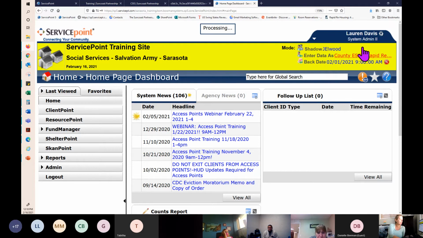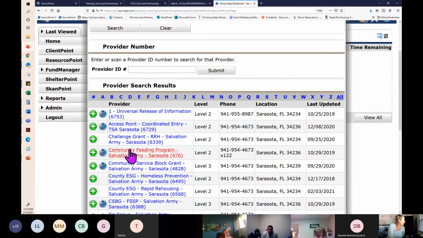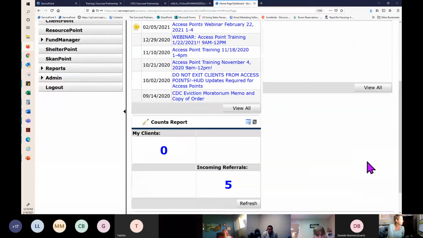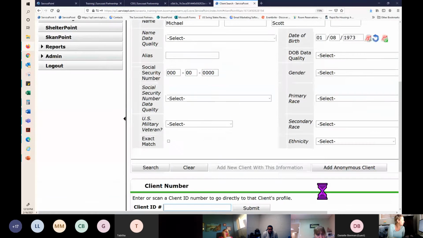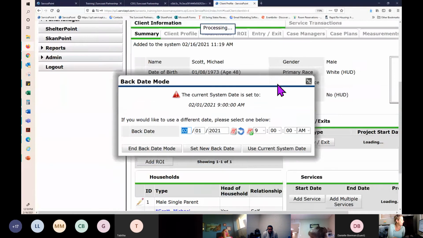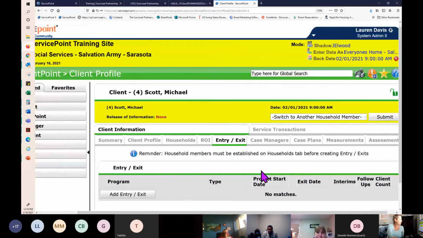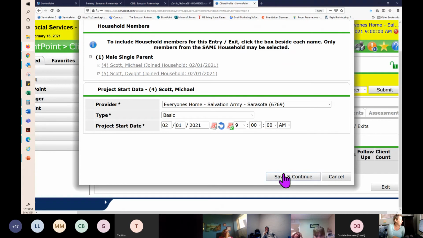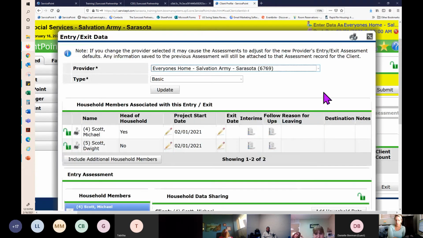Being very mindful. As soon as we log in, we're asking, what am I doing in here? I have no idea. Oh yeah, this. Okay. So my client, Michael Scott. All right, so I'm in the right project. I'm entering both Michael and Dwight. Everyone's Home on this date. I'm going to select the type and save and continue.